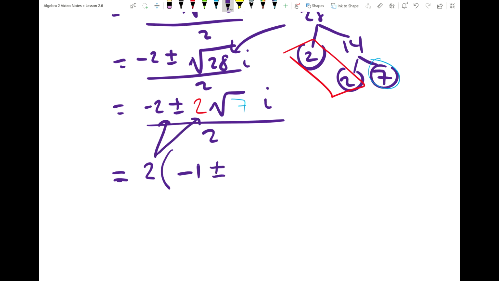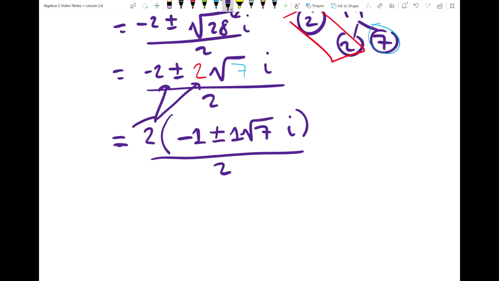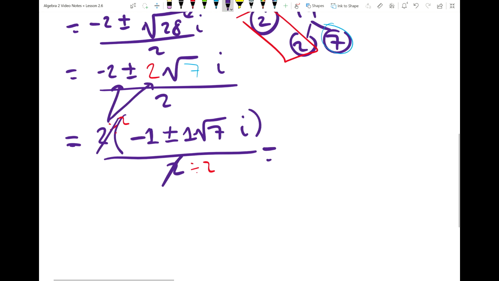So we got plus or minus, and then an invisible 1 there, times square root of 7i, all over 2. Now this is a fraction, right? So we can divide the top and bottom by 2. So we got 2 divided by 2, and then 2 divided by 2. So it basically becomes 1 over 1. So they basically cancel each other out, if you think about it.